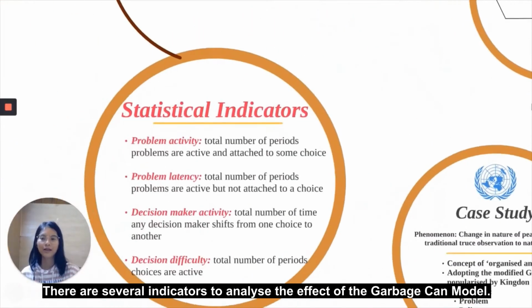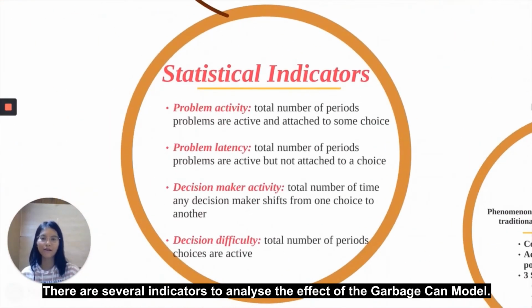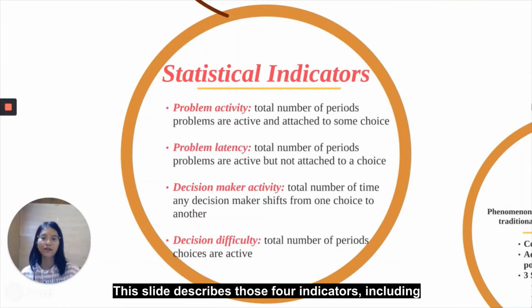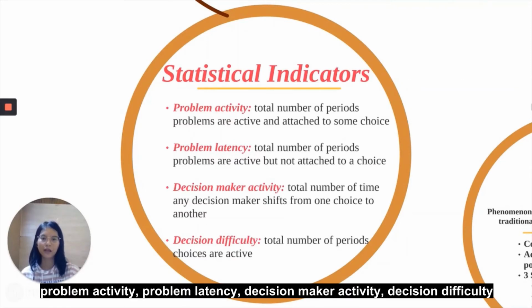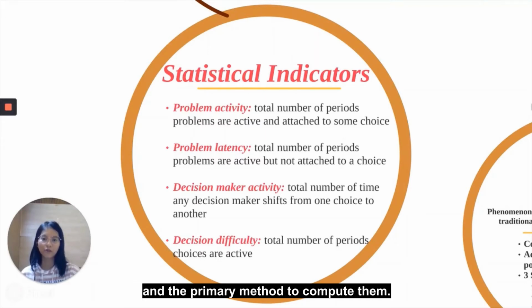There are several indicators to analyze the effect of a garbage can model. This slide describes those indicators, including problem activity, problem latency, decision maker activity, decision difficulty, and the primary method to compute them.